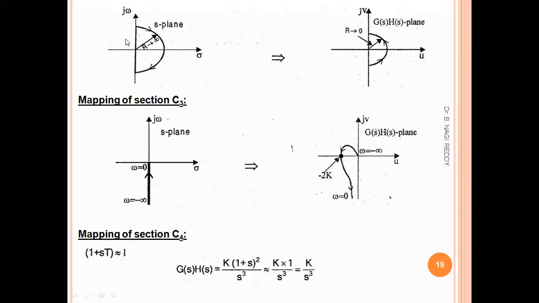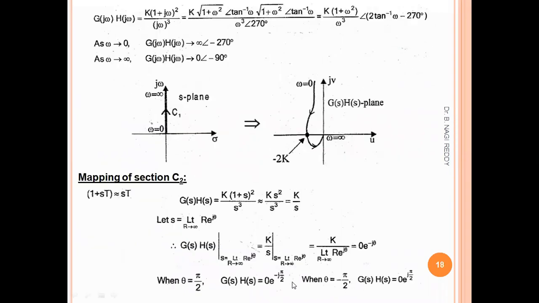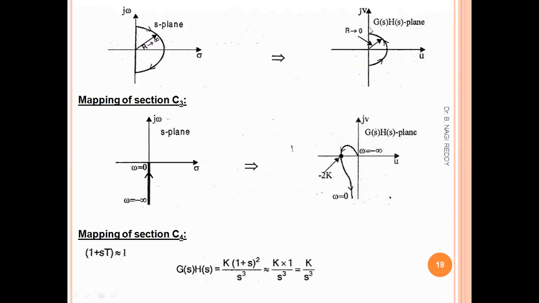This is the Nyquist contour C2 on the S-plane, but this is our attained contour on the G(s)H(s) plane. So the attained contour starts at minus pi by 2 with 0 magnitude and ends at plus pi by 2 with 0 magnitude only. That's why, with 0 magnitude, we need to draw the same circle from minus pi by 2 to plus pi by 2, with the arrow directions you can see. So this is for section C2.